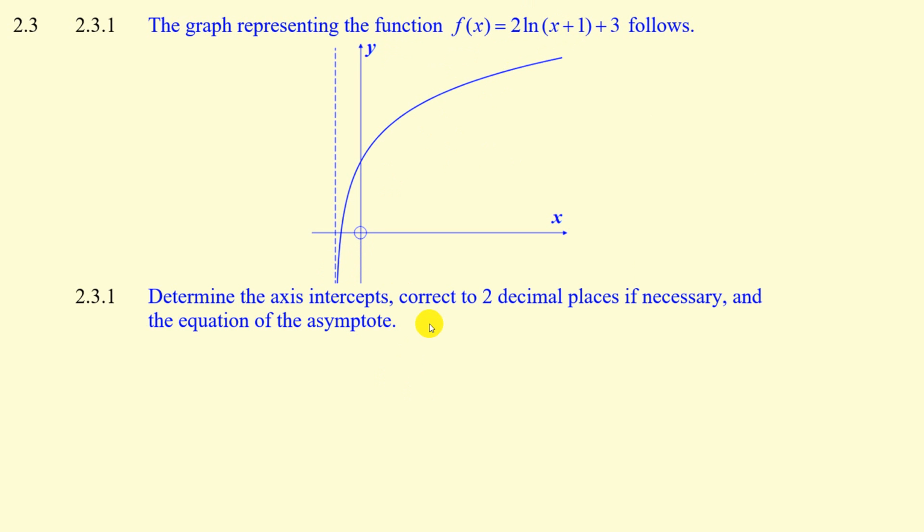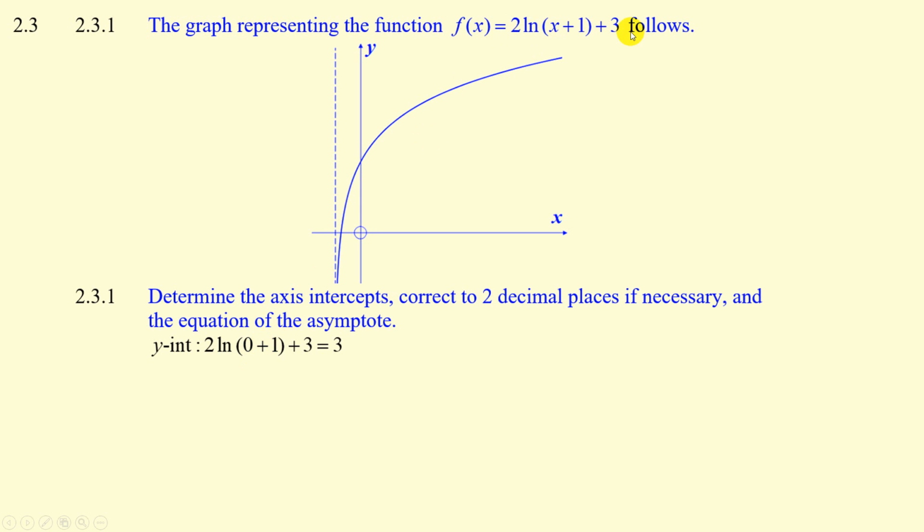So now, first one, determine the axis intercepts, correct to 2 decimal places if necessary, and the equation of the asymptote. So the y-intercept is when x equals 0. So let's substitute 0 for x. And we end up with 3, because we have ln of 1, which is 0.